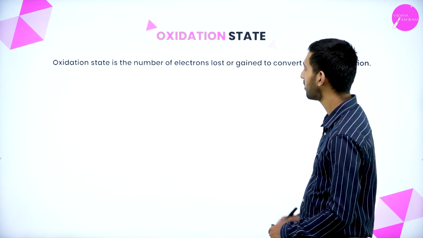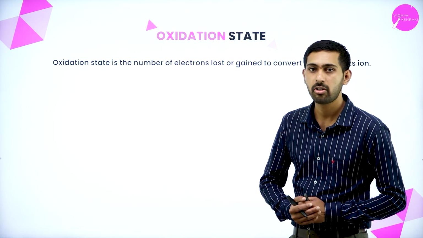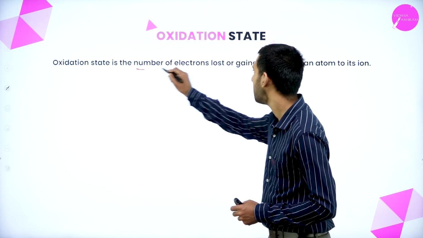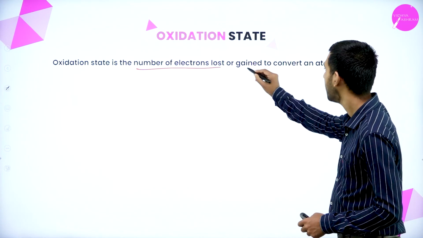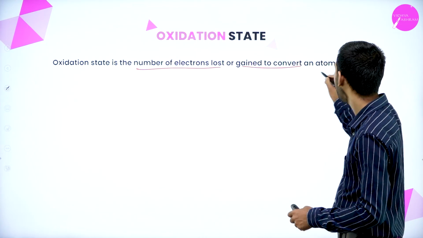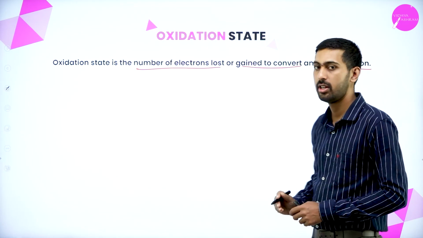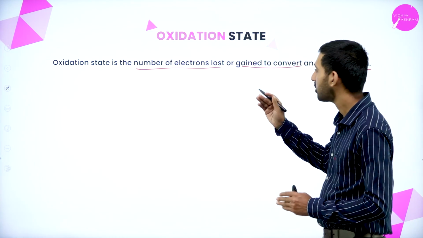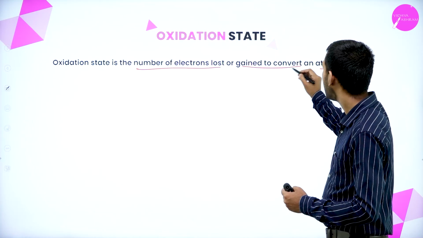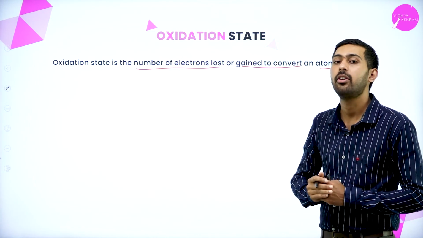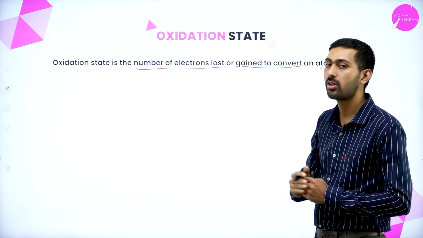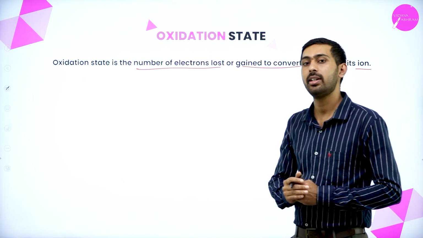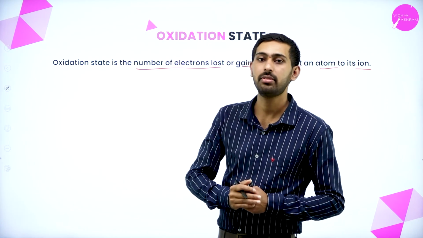Okay. Next thing is oxidation state. What do you mean by oxidation state? It is the number of electrons lost or gained to convert an atom to its ionic state. So that is known as oxidation state. Now let us calculate the oxidation state of some elements.